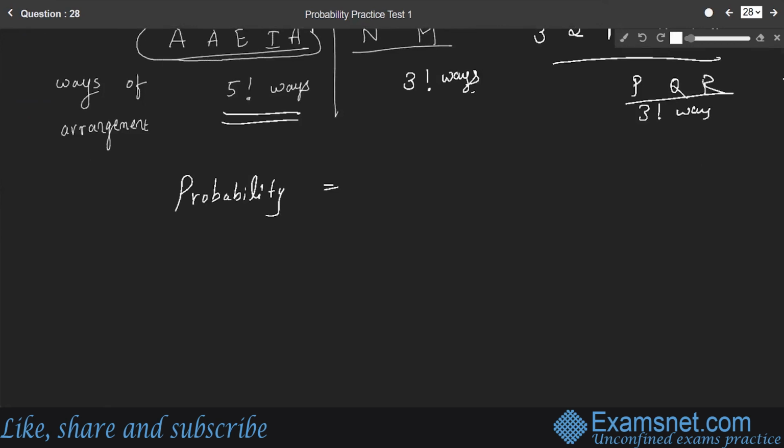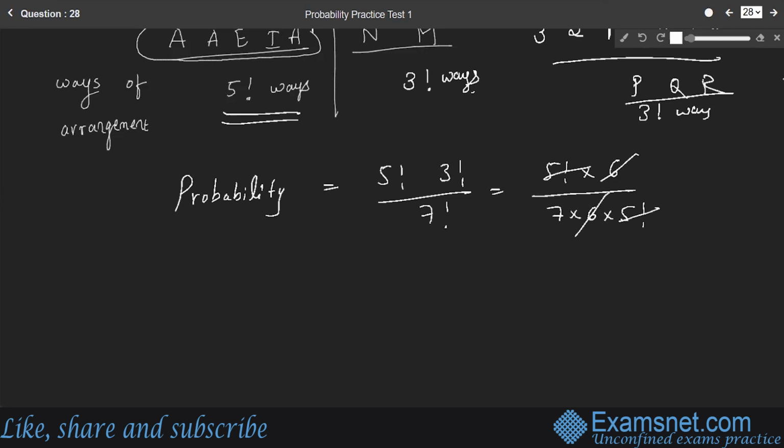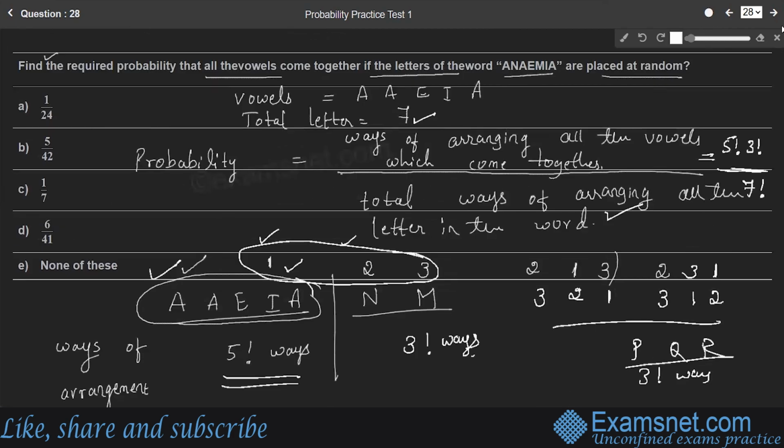Required probability is 5 factorial into 3 factorial by 7 factorial. Simplified, 5 factorial into 3 factorial is 6, that is 3 into 2 into 1, right? By 7 factorial, which can be written as 7 into 6 into 5 factorial. So that we can cancel 5 factorial and 5 factorial, 6 and 6. Therefore, 1 by 7 is the probability, right?